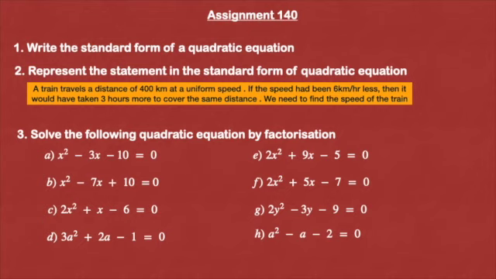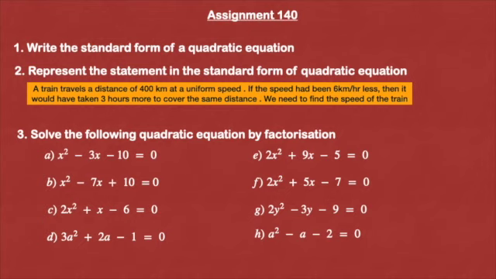Third question, it is a question for practice. There are a number of problems you have to solve by factorization. Solve the following quadratic equations by factorization. First one, x square minus 7x plus 10 is equal to 0. Second, x square minus 3x minus 10 is equal to 0. Third one, 2x square plus x minus 6 is equal to 0. Fourth one, 3a square plus 2a minus 1 is equal to 0. Fifth one is 2x square plus 9x minus 5 is equal to 0.